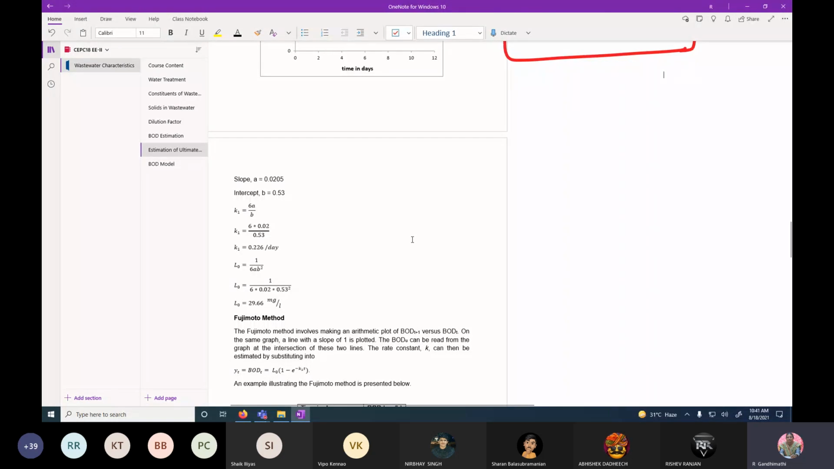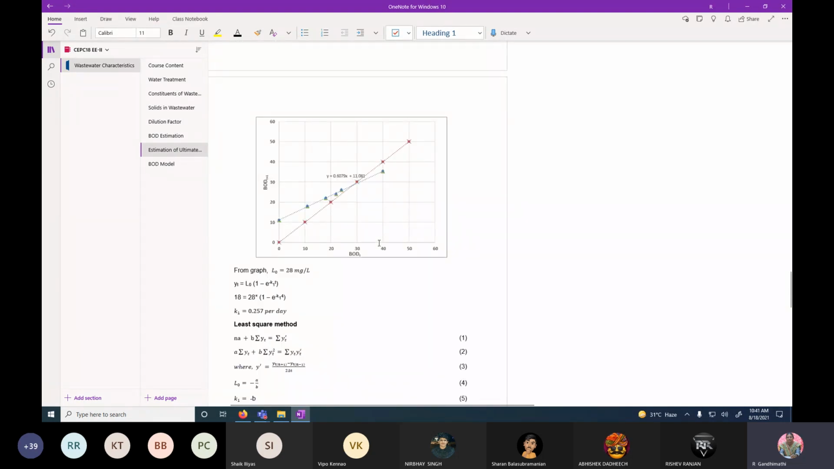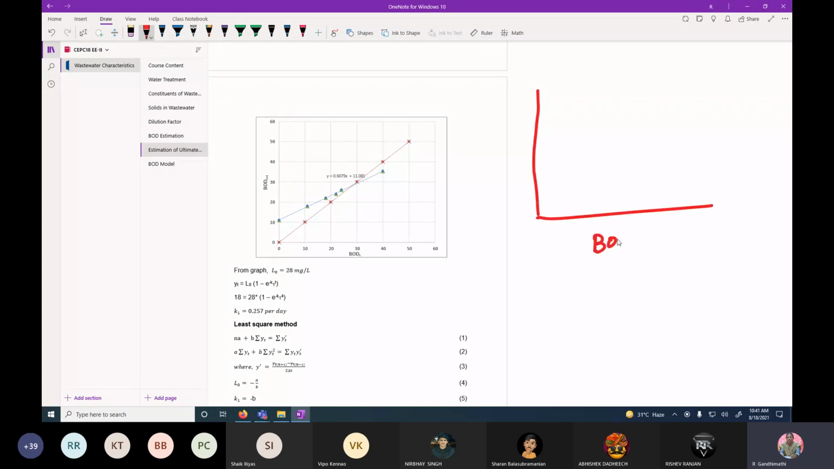Then we'll go to the next method, called the Fujimoto method. The Fujimoto method involves making an arithmetic plot of BOD at T plus 1 versus BOD at T. It's also a graphical method to calculate the ultimate BOD. Here we have to plot BOD at T plus 1 on the y-axis against BOD at T. This T plus 1 represents the successive data. For example, you have data like this.